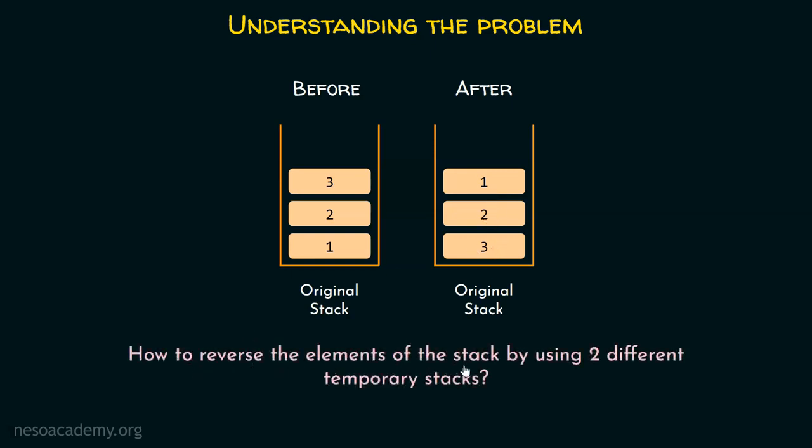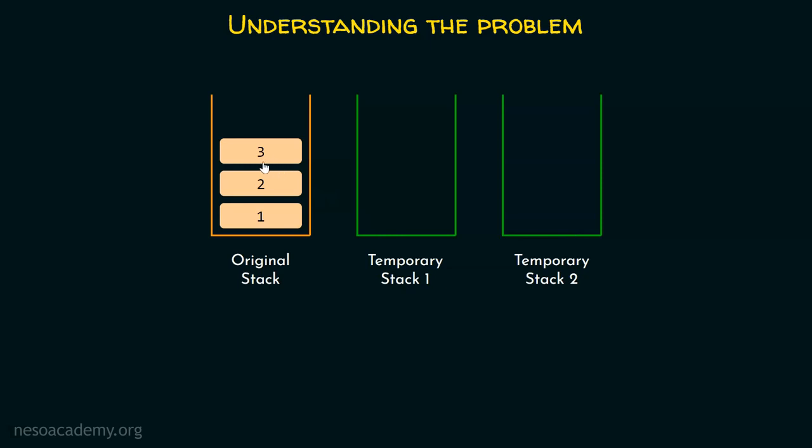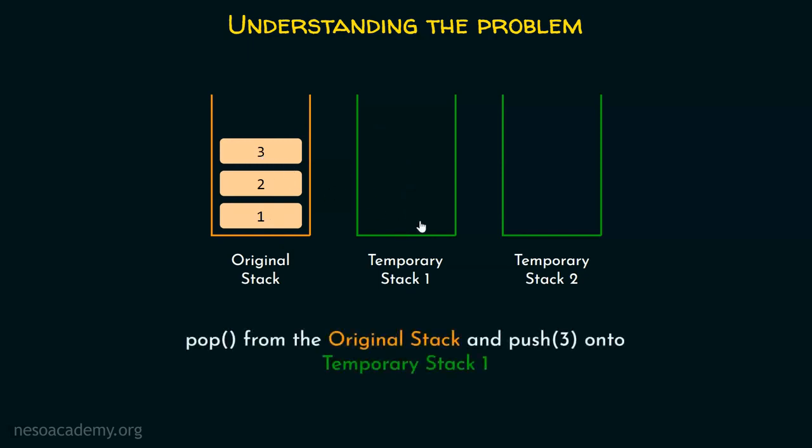But how to reverse the elements of the stack by using two different temporary stacks? How to do this? We have two different temporary stacks, and we will use those stacks to reverse the elements of this stack. Now the idea is to simply pop this element out of the original stack and then push this element onto temporary stack 1. So we will pop all these elements out of the original stack and push them one by one onto temporary stack 1. First we will pop this element from the original stack and push this element 3 onto temporary stack 1.